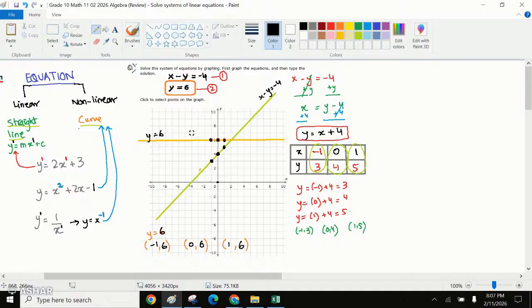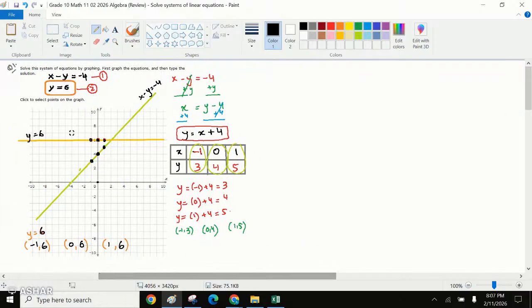Agreed? Whenever there are two equations drawn on graph paper, those two lines will either be parallel to each other, parallel meaning they will never intersect, or they will intersect at a point. In this case, these lines are intersecting at this point.